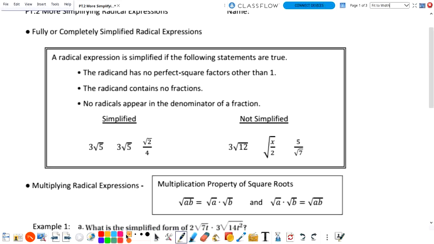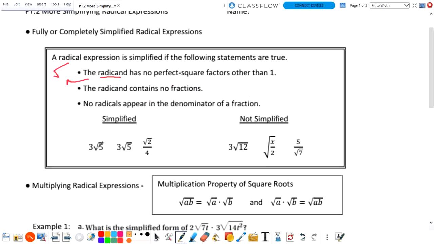So a radical expression is simplified if the following statements are true. The radicand, so let's remember that our radicand is what's under the radical symbol, right? The radicand has no perfect square factors other than 1, because if there's a perfect square factor in there, we need to take that out and simplify it. The radicand contains no fractions, and no radicals appear in the denominator of a fraction.